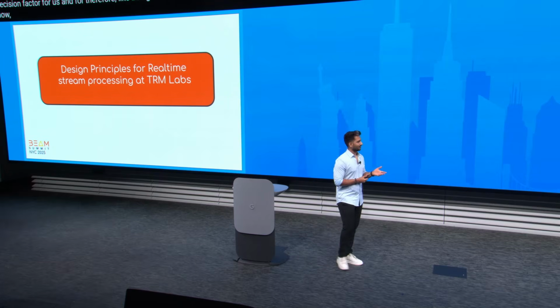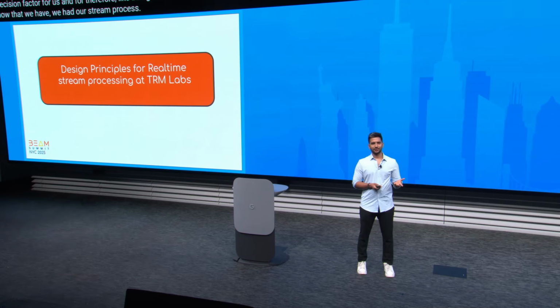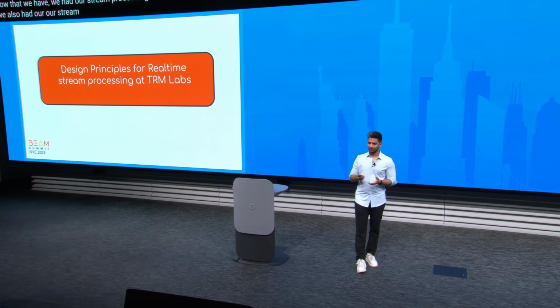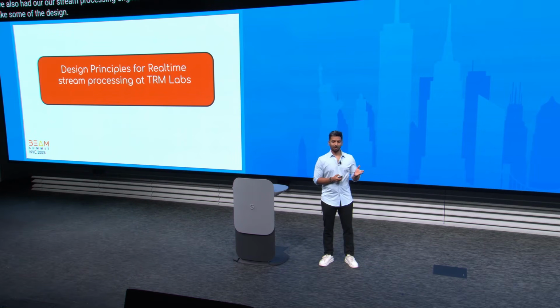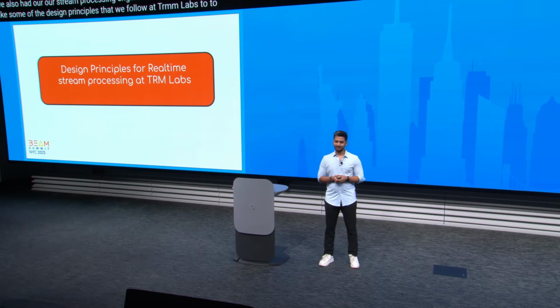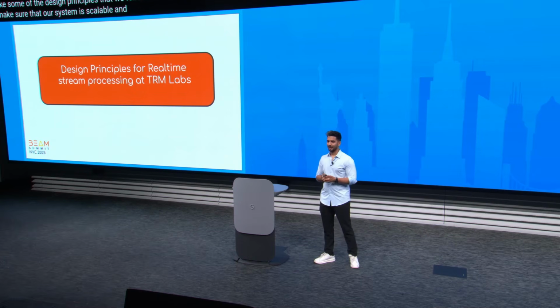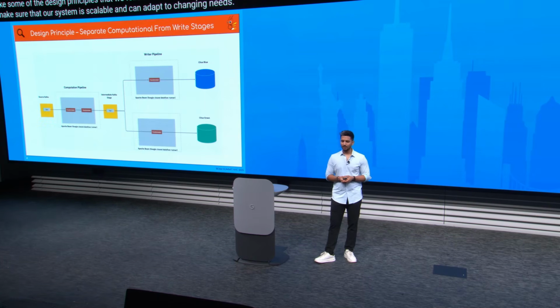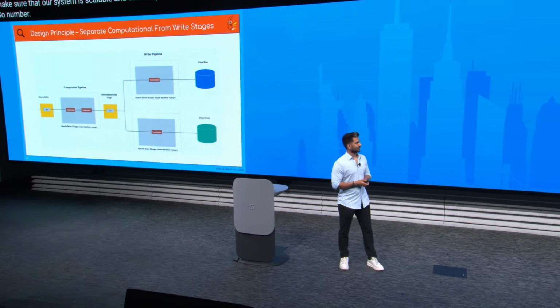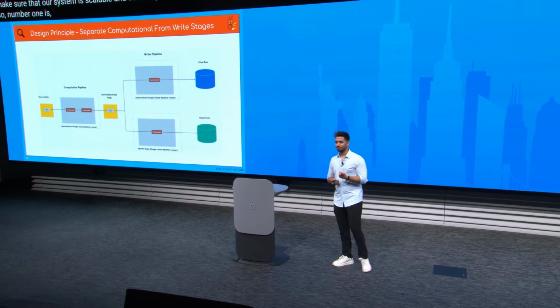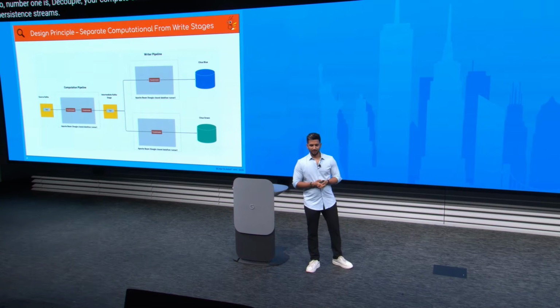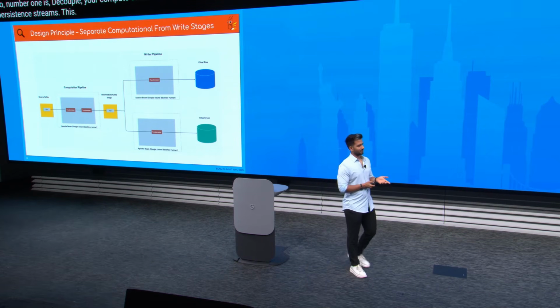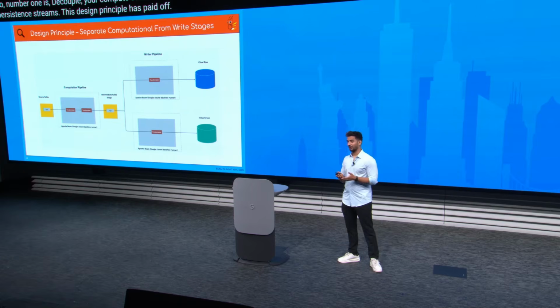So now that we had our stream processing architecture, and we also had our stream processing engine, let's talk a bit about some of the design principles that we follow at TRM Labs to make sure that our system is scalable and can adapt to changing needs. So number one is decouple your compute streams from the data persistence streams. This design principle has paid off in several important ways for us.